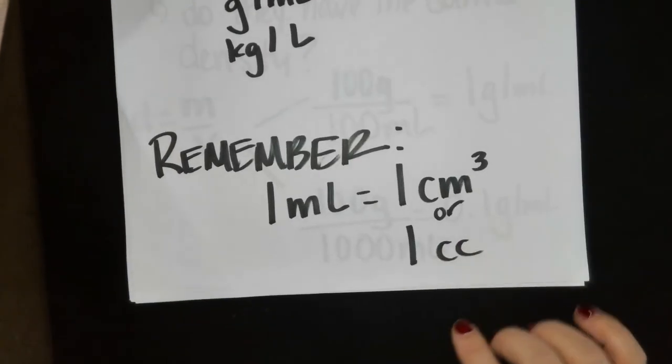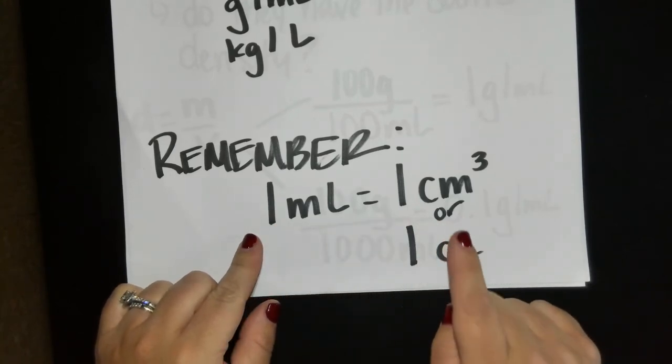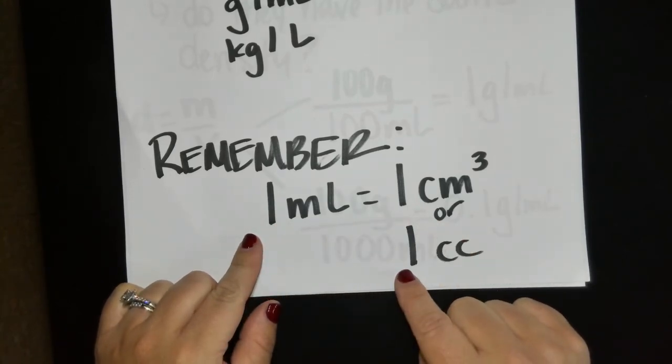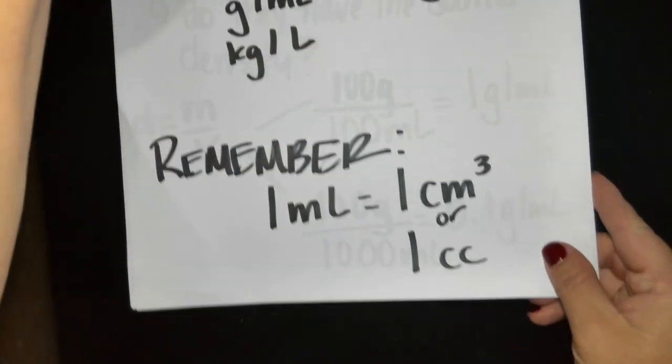Something to remember, we've talked about this quite a few times. 1 milliliter is equal to 1 centimeter cubed. Or we can say this is also 1 cubic centimeter. Okay.